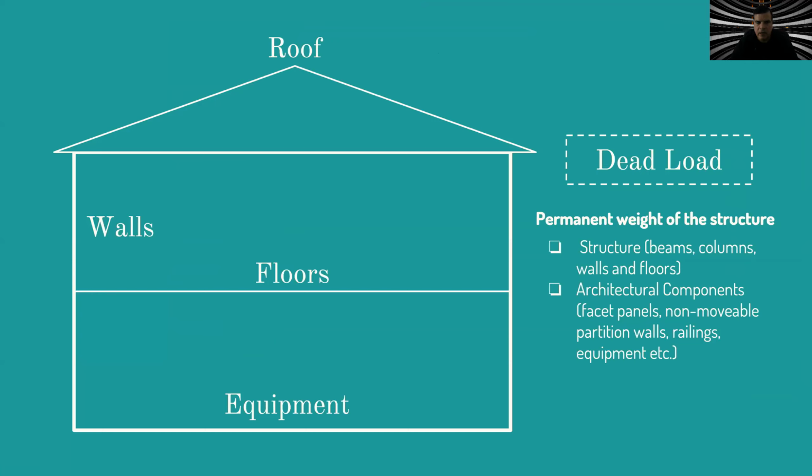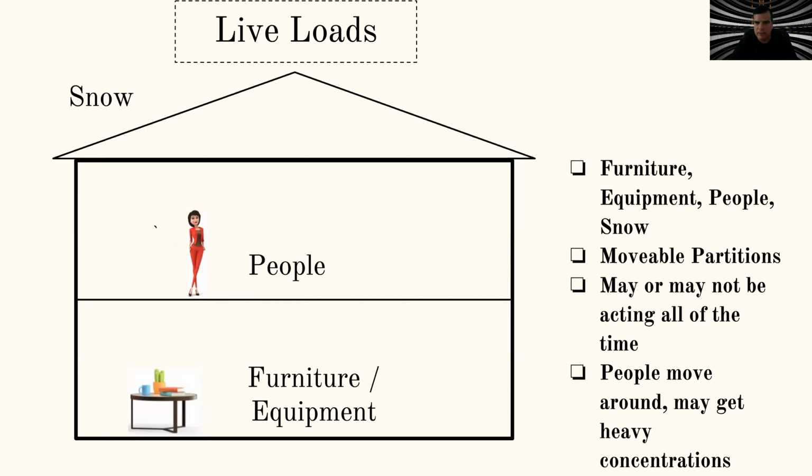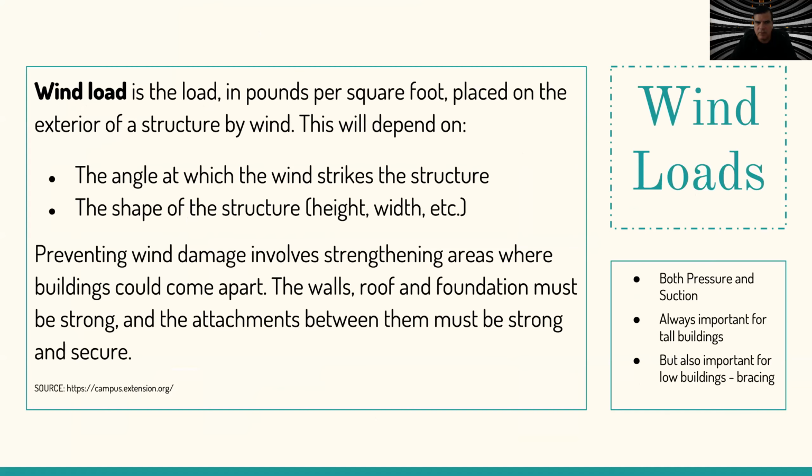Dead loads then are roof, walls, floor, equipment, everything related with the structure. Even some architectural components like faucet panels, non-movable partition walls, railing, equipment, etc. Live loads are elements in the building that are not fixed. For example, in some climates, the snow, the people, the furniture, the equipment, and everything that moves, like movable partitions.